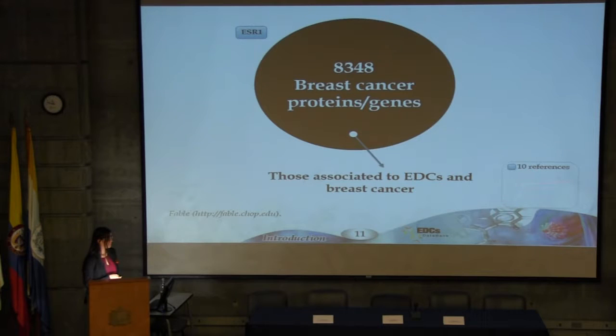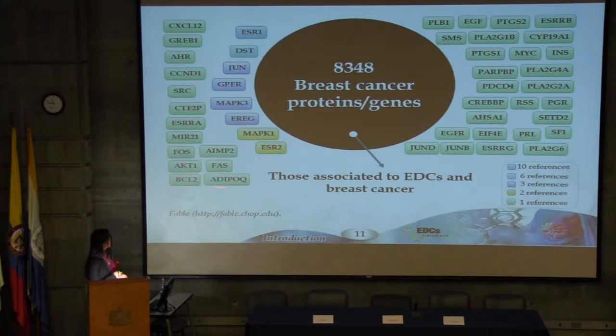This is expected as the estrogen receptor is the main pathway of this disease. Other proteins were also found related to breast cancer and endocrine disruptors, but compared to the total, this is only a small portion. Therefore, more research was needed to find all the proteins in breast cancer that could be related with the epidemiological studies that establish a relationship between the endocrine disruptors and this disease.